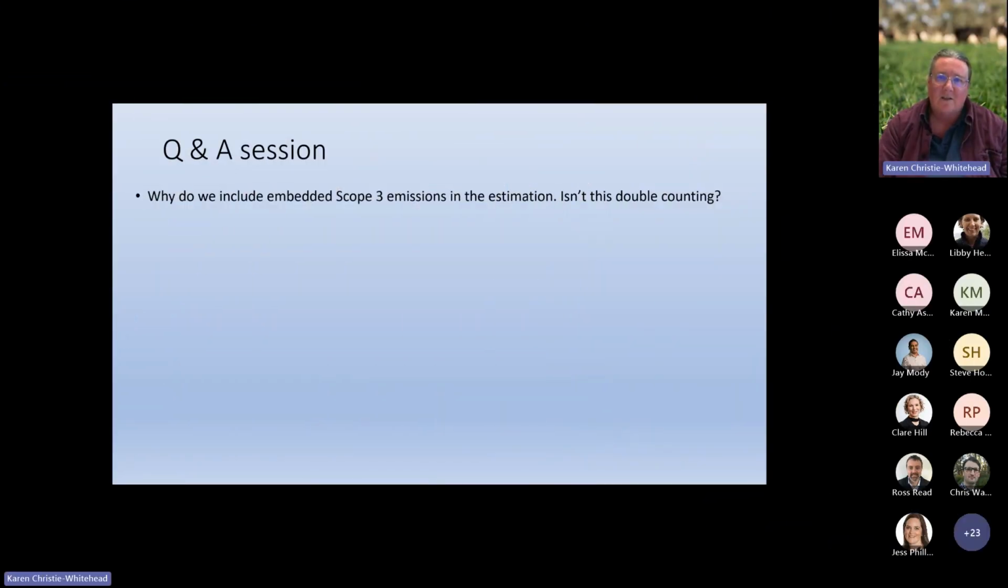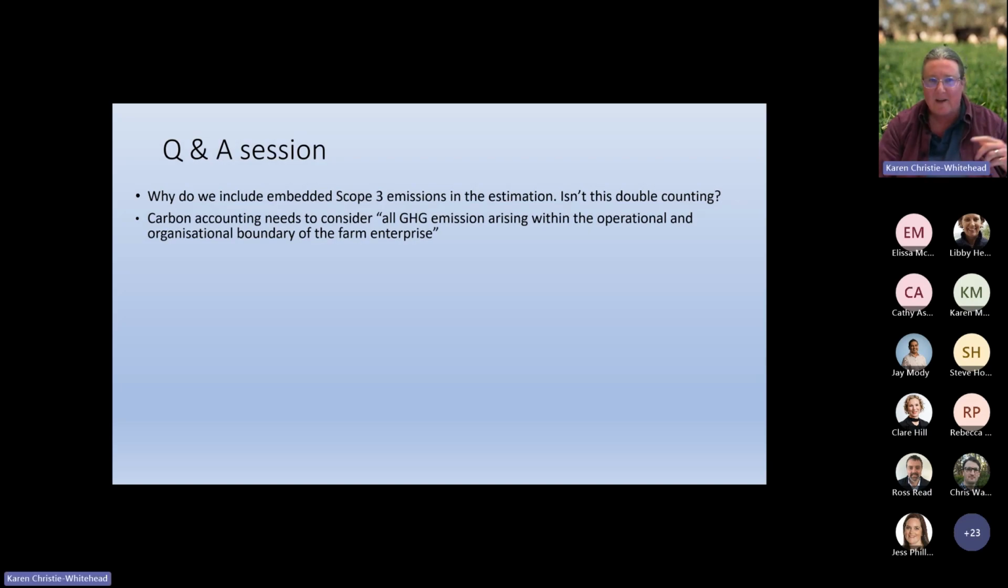So I'll just touch on a couple of Q&A questions I frequently get asked. Why do we include embedded scope 3 emissions in the estimation? Isn't this double counting? Why am I putting the tonne of CO2 equivalent from the tonne of grain that I've purchased? Why is that part of my footprint? And I take it back to the terminology. It's all the emissions arising within the operation and organisational boundary of the farm enterprise. What does that mean? I've made a choice to purchase that tonne of grain, so therefore the emissions are part of my carbon footprint.